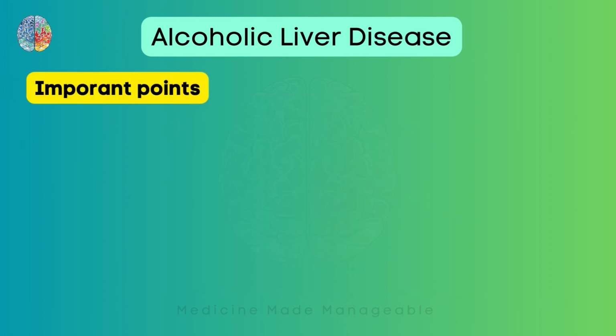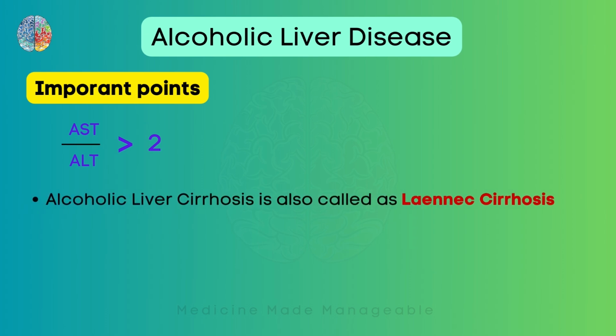Coming to the last part of the video, a few important points that you should remember regarding this condition. The ratio of AST to ALT is more than 2. In most conditions, it is exactly opposite. The ALT to AST ratio is more than 2. But this disease is an exception in that the ratio here is reversed. Alcoholic liver cirrhosis is also known by its other name, which is micronodular cirrhosis.